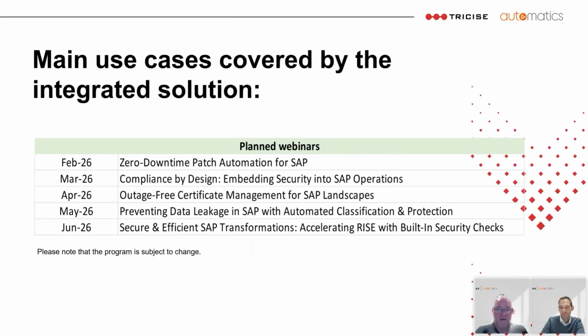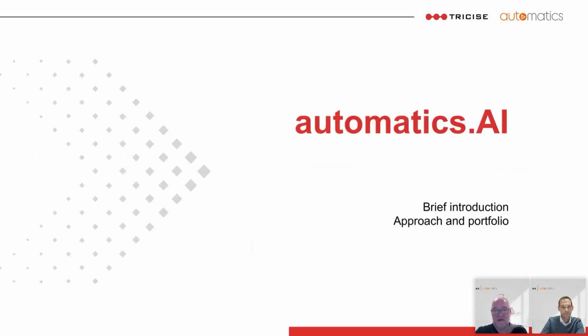And with this, I think we are now coming to the automatics part. Automatics.ai is the company and automatics is the product. And I'm happy to hand over here to Nicholas Roggenbauer, who will from now on walk you through the technology. Thank you, Günther. Hello from my side. I'm the Managing Director of automatics.ai, and I will guide you a bit through the automatics portfolio.